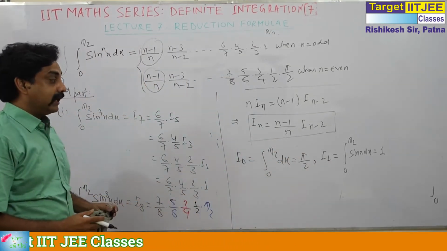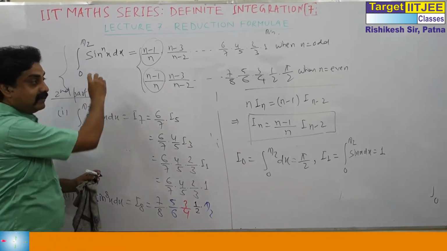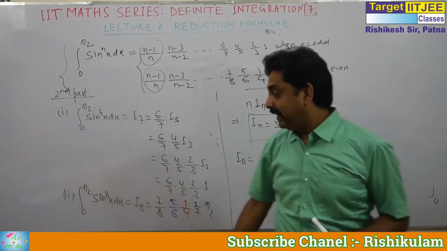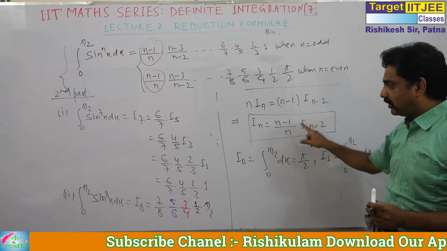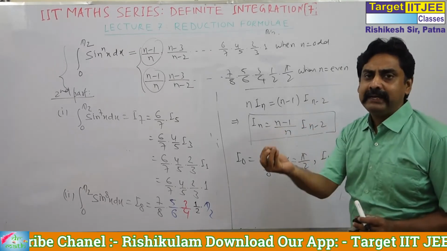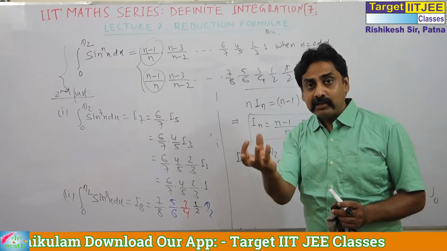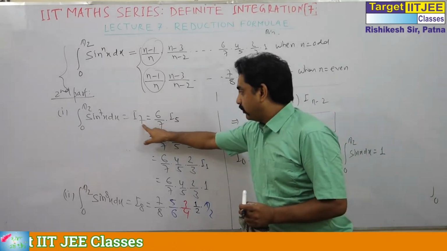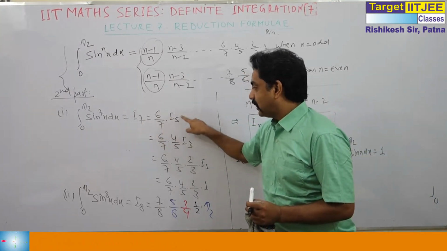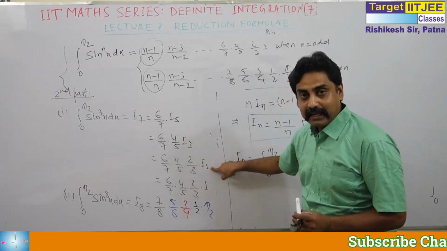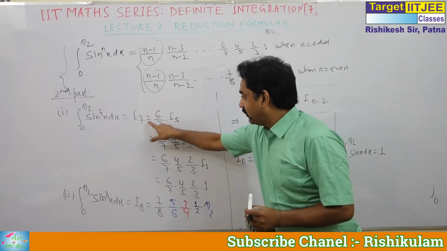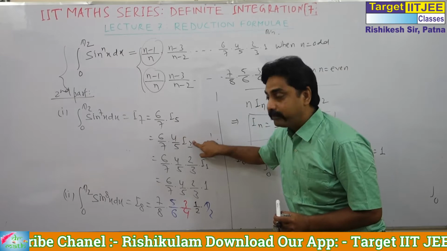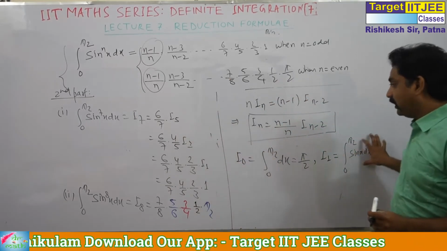So what is a reduction formula? When there is some integration with power n, we find a relation between n and n minus 1, or n and n minus 2, or n plus 2 and n, according to the situation. And this very relation is called a reduction formula. Why reduction formula? When we put 7, I_7 reduces to 6 by 7 I_5. Now I_5 reduces to I_3, I_3 reduces to I_1. Applying this formula again and again, and finally put the value of I_1.